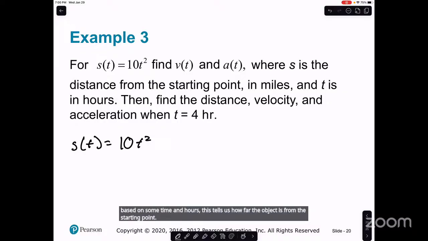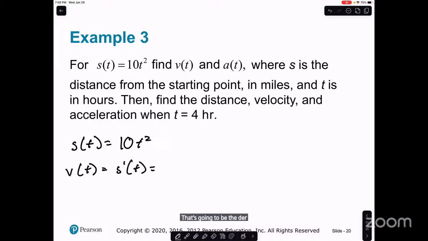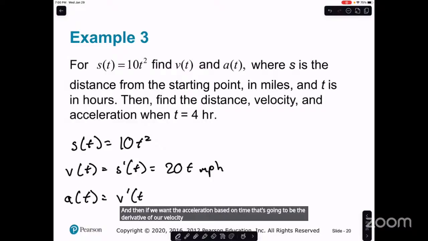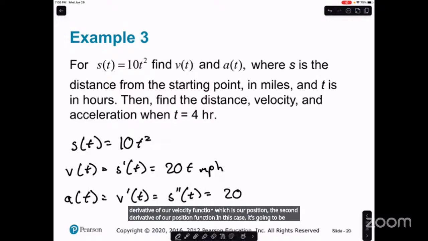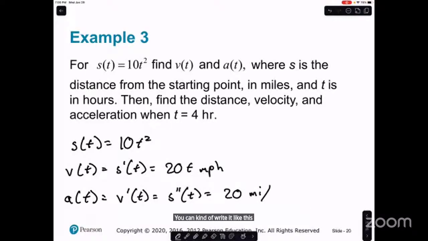If we want the velocity, that's going to be the derivative of our position function. So that's the 20t. It should be like miles per hour. Okay. And then if we want the acceleration based on time, that's going to be the derivative of our velocity function, which is the second derivative of our position function. In this case, it's going to be 20. That would be miles per hour squared. You can kind of write it like this, miles per hour squared. Those are the units for acceleration.